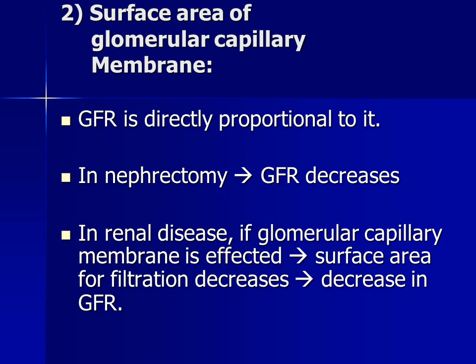Number two is the surface area of the glomerular capillary membrane. GFR is again directly proportional to the surface area of the glomerular capillary membrane. In case of nephrectomy, the surface area decreases, so does the GFR. And in renal disease, if the glomerular capillary membrane is affected, the surface area also decreases, and so does the GFR.